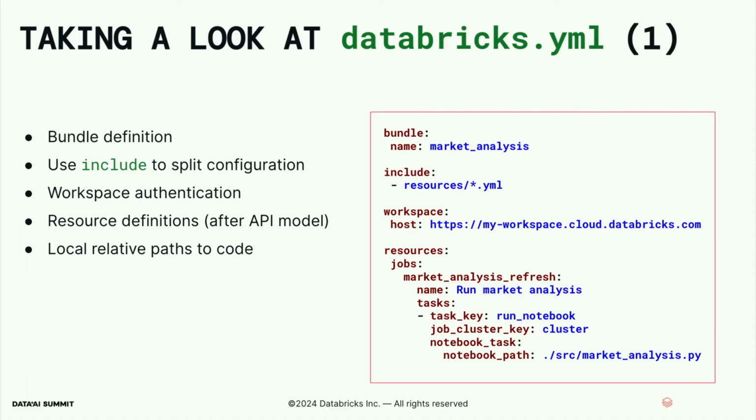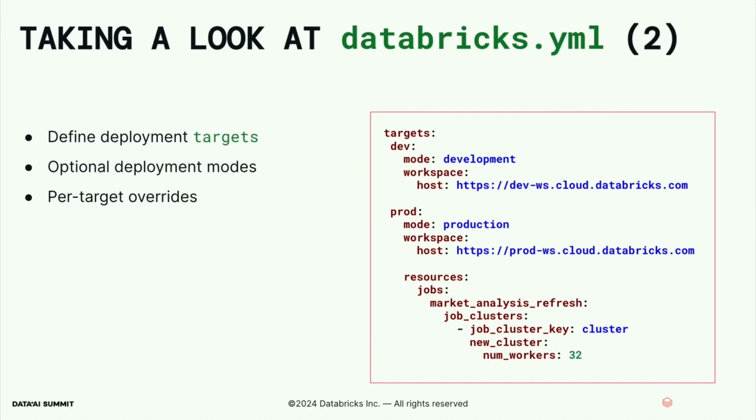One more salient point here is that the notebook path is a relative path. That relative path means the path is resolved relative to the location of that Databricks.yaml. That means you can take that whole directory containing that Databricks asset bundle and just move it around, and it'll remain self-consistent.